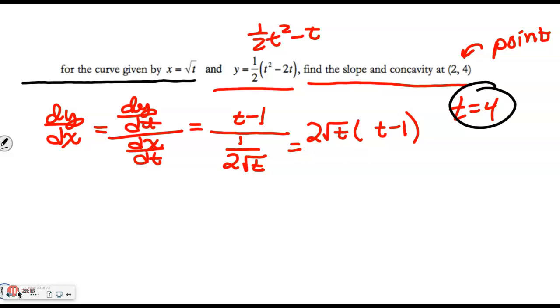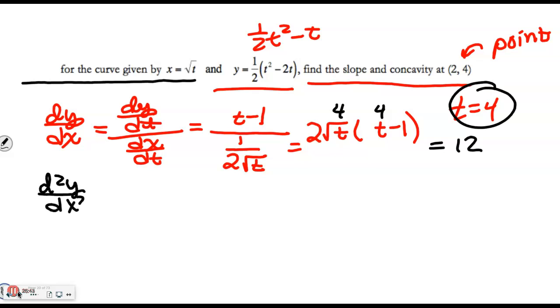You guys good? So here's my first derivative, the derivative of y with respect to t, and the derivative of x with respect to t. I don't like compound fractions. When I put in a 4, I'm going to have a 12. That means it's going up very, very steeply at that instant in time. It is rising way more than it's running. Does that make sense?